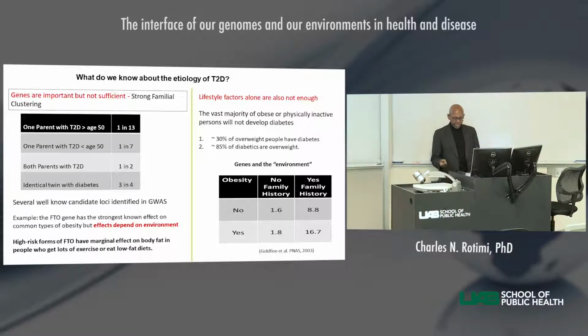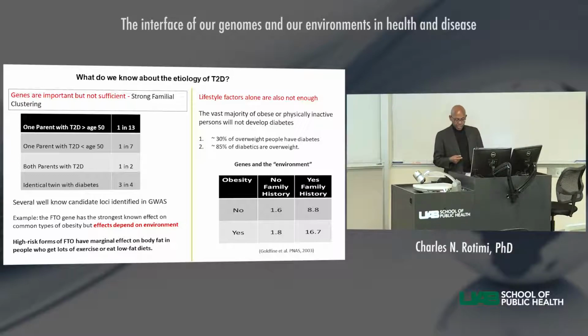And we have also identified several candidate genes. Over 400 loci so far have been identified for type 2 diabetes. One of the most powerful obesity genes that has implications for diabetes is the FTO gene. But the effect of that gene actually depends on the environment.